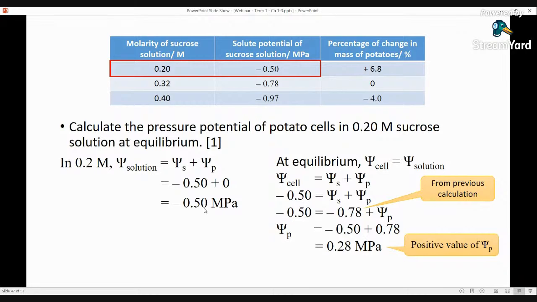This one is important. And then the words here, at equilibrium. At equilibrium, this is very important, because the water potential of the cells is equal to the water potential of the solution. So when at equilibrium, that means at the end, the water potential of the cells is equal to the water potential of the solution.